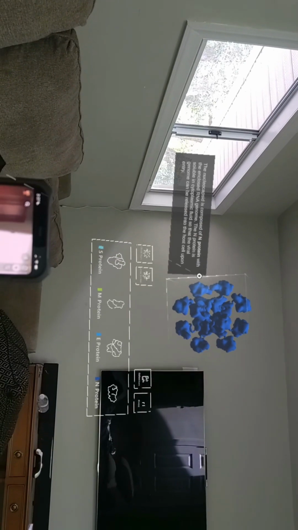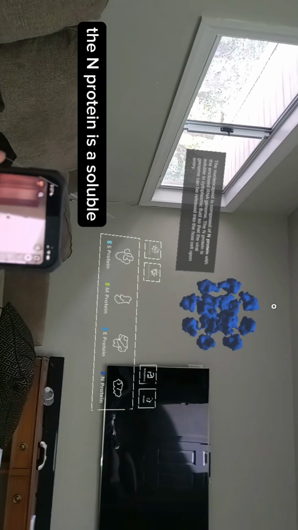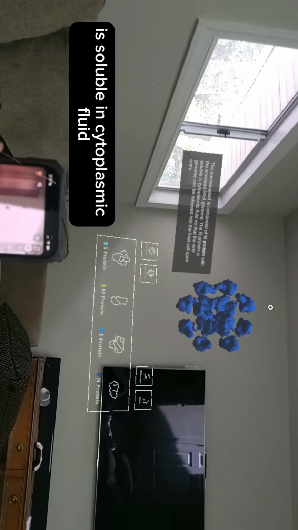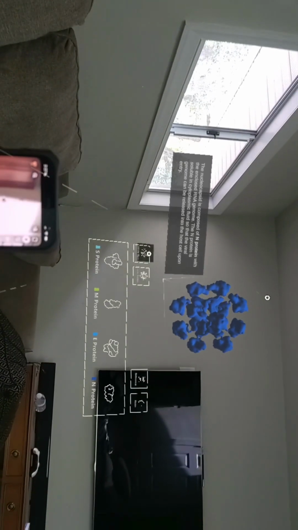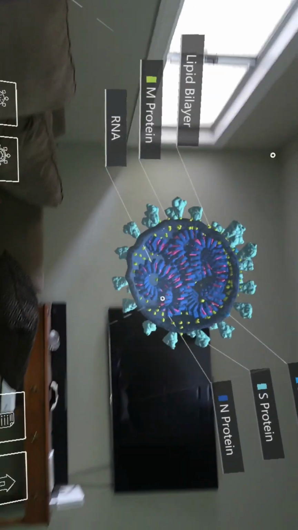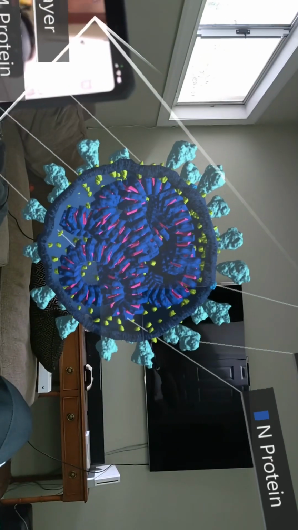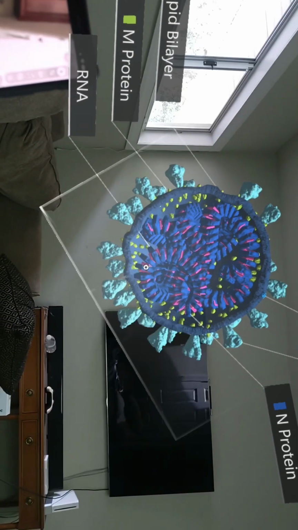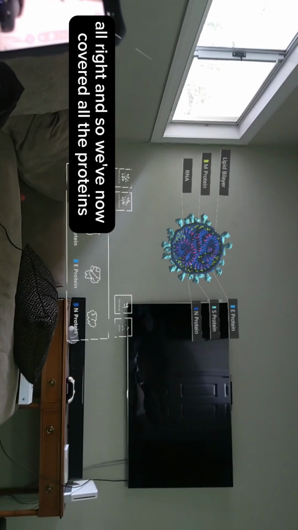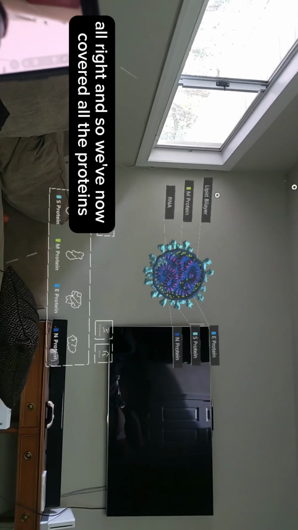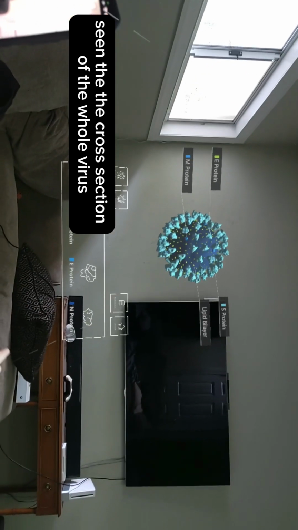N protein. The nucleocapsid is composed of N protein with the enclosed RNA genome. The N protein is soluble in cytoplasmic fluid so that the viral genome can be released into the host cell upon entry. Alright, that N protein, that's right here. Yeah, it's that blue one. Let's put that back there. Alright, and so we've now covered all the proteins, seen the cross-section of the whole virus.